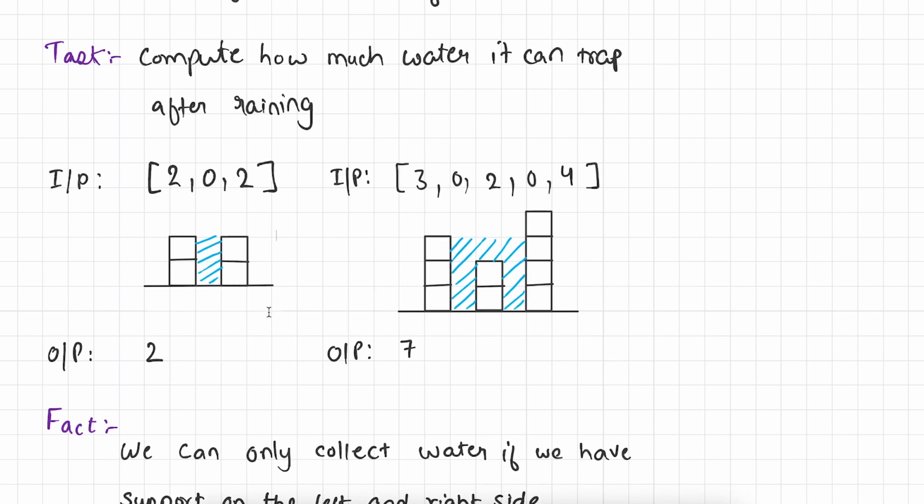And how much water can we collect here? 2 units of water, right? 1 and 2, because here there are 2 boxes, so the output of this input is 2.